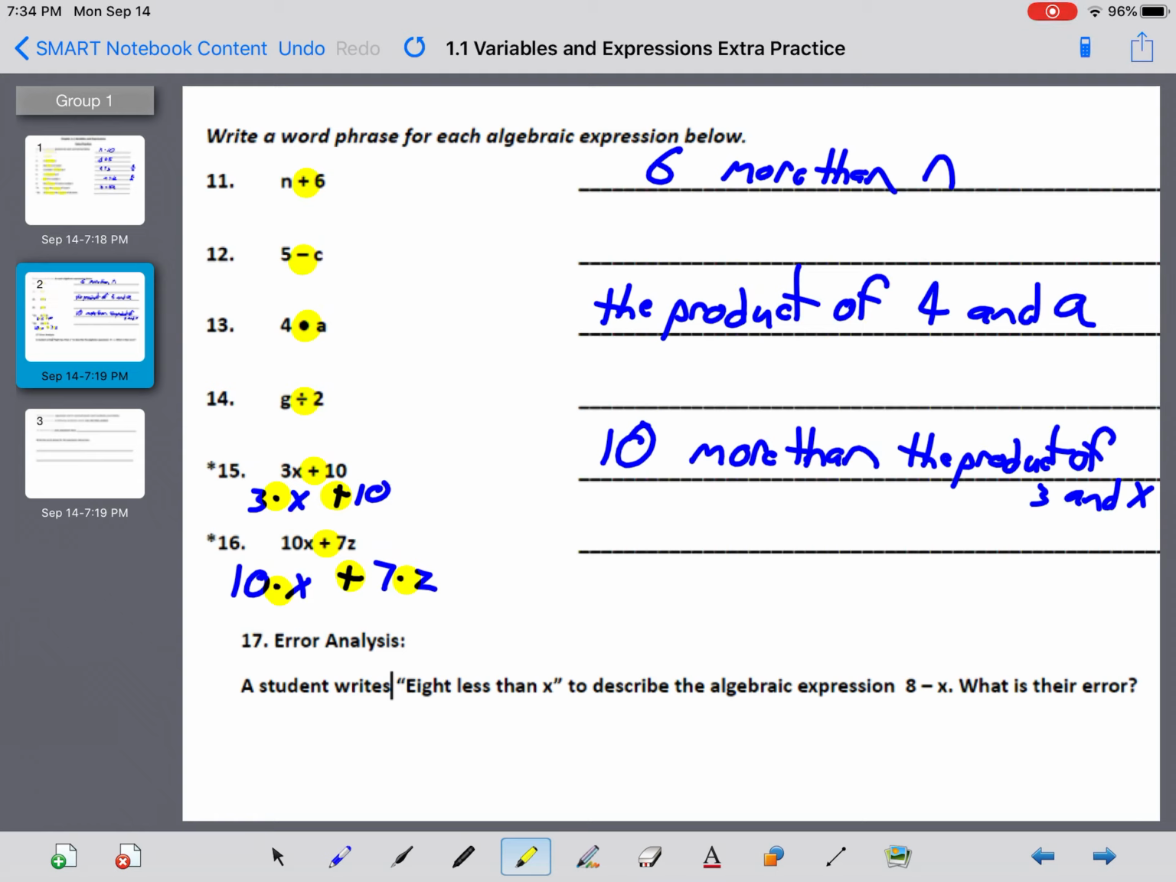Number 17, it says error analysis. A student writes 8 less than x. So that was his answer, or his word phrase, in response to the given algebraic expression right here. The only problem is, if this was 8 less than x, then the algebraic expression would look like this, which clearly is not what they asked for here. So, what word phrase would be the correct phrase for this given expression? I need you to write that down in the blank space. Okay.